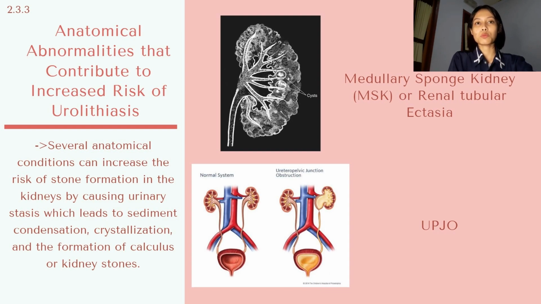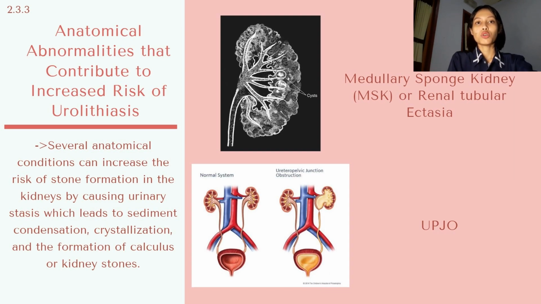Number 1, medullary sponge kidney or renal tubular ectasia is an anatomical abnormality caused by abnormal embryogenesis of the distal nephron. 70% of patients with MSK will develop kidney stones. This occurs because the dilated collecting ducts cause distal tubular acidosis and nephrocalcinosis from a urinary concentration defect. This condition will lead directly to hypocitraturia, hypercalciuria, and the formation of kidney stones.